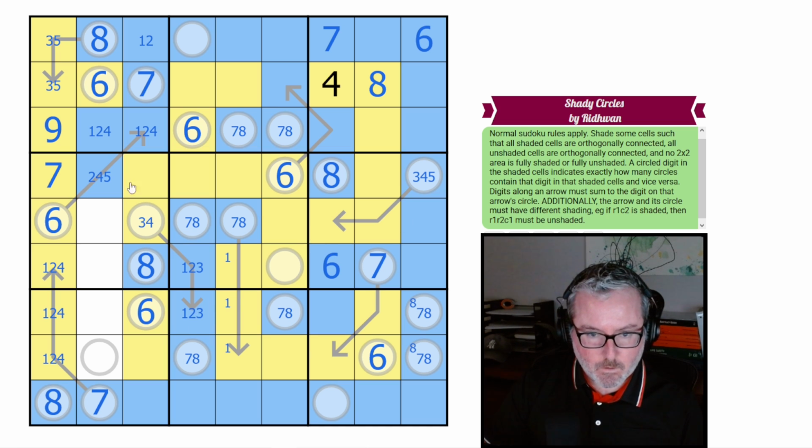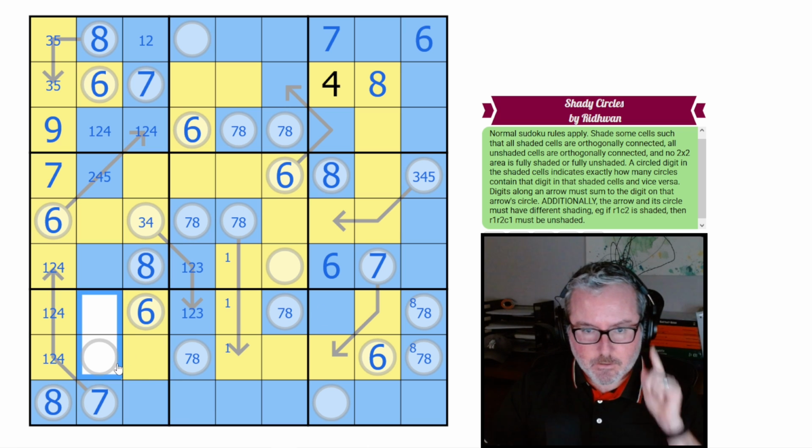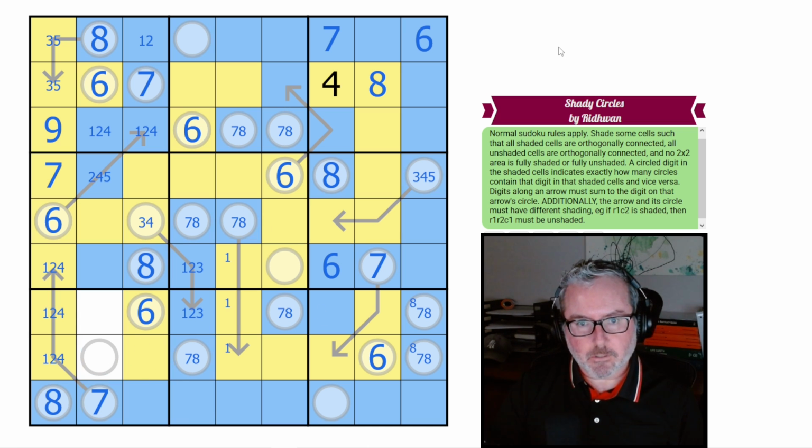Now, this yellow has to get out. This has to be blue. We're going to have these two guys left over, and we can probably use our circles to figure that out. Let's think about it.